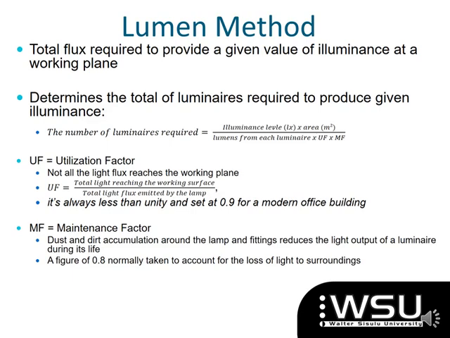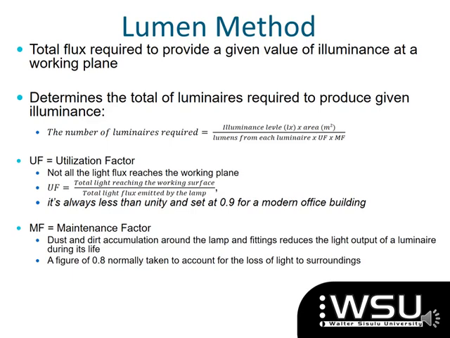And therefore we have got a set value of 0.9 that we utilize for our modern office buildings. Then your MF that you have in that formula represents your maintenance factor, which means that over time, when your light fittings have been installed, you will have had dust and dirt that accumulates on your fittings, and because of that dust, it basically reduces your light output of a luminaire in its life.